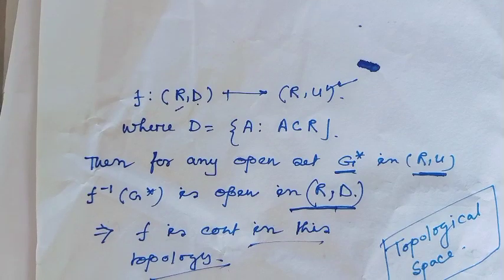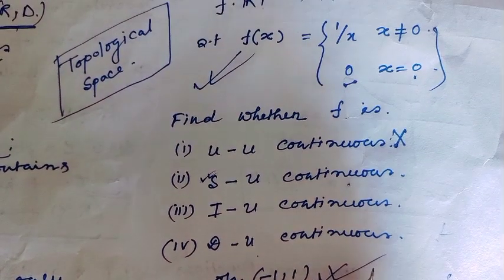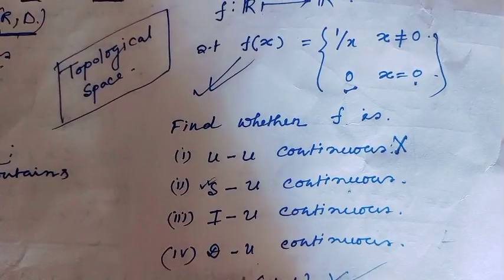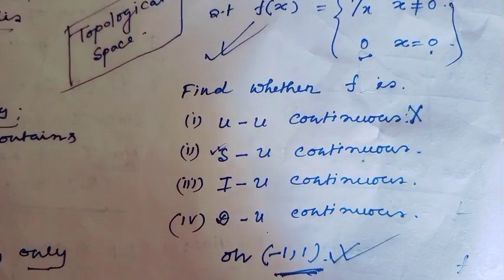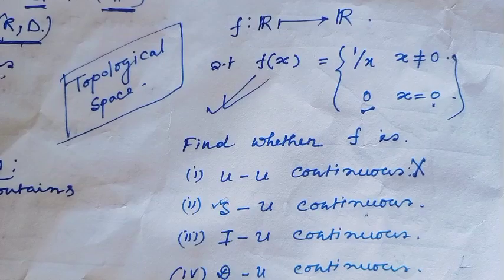I hope all my viewers have understood this. This function is continuous on the set -1 to 1 when the function is defined from discrete topology to usual topology. I hope all my viewers have understood.